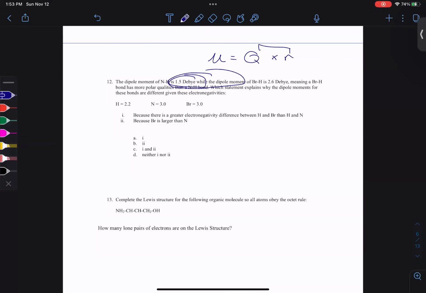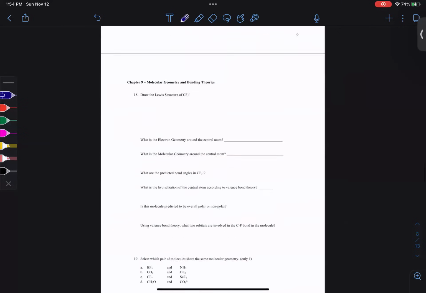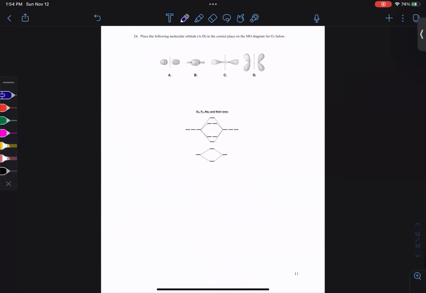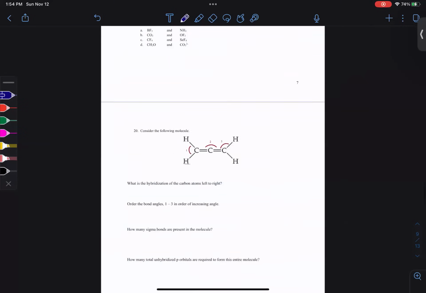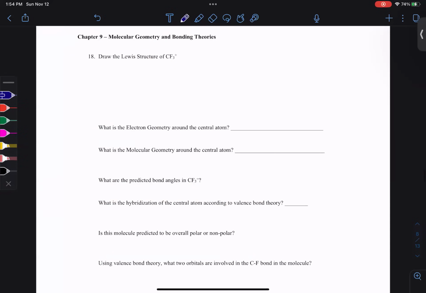Okay, so let's move on to chapter 9, because that's what was asked. We went over lattice energy. Is there a certain one in chapter 9 we want to go over? All of them? Okay, we'll just go in order then. So chapter 9.